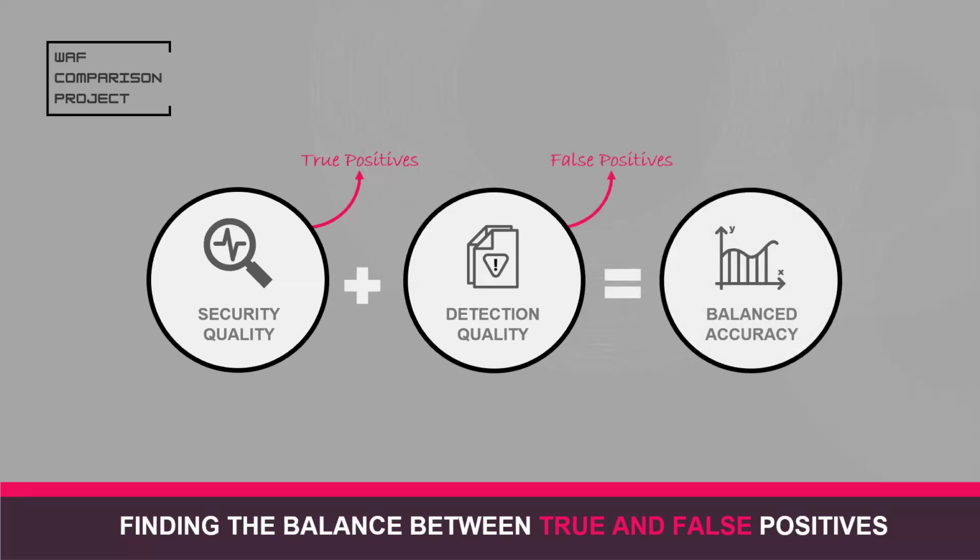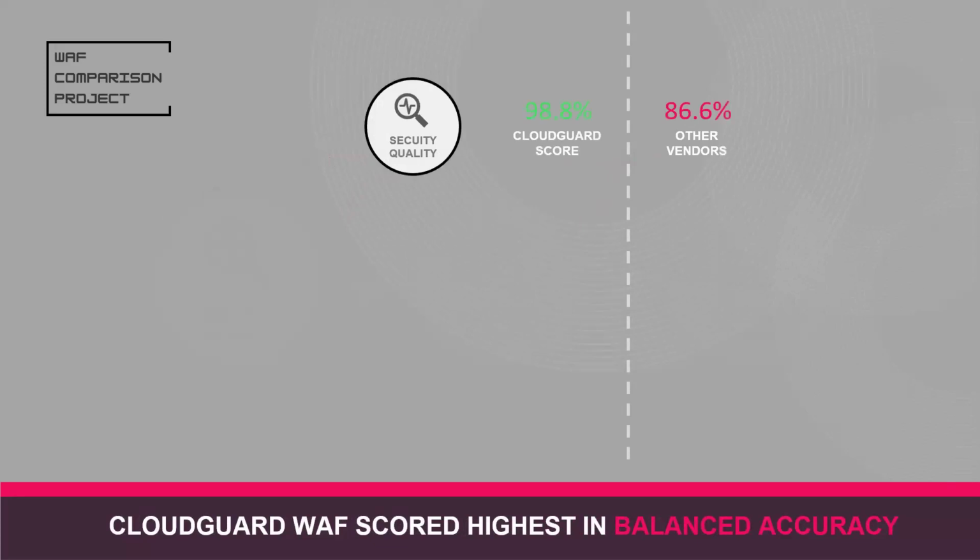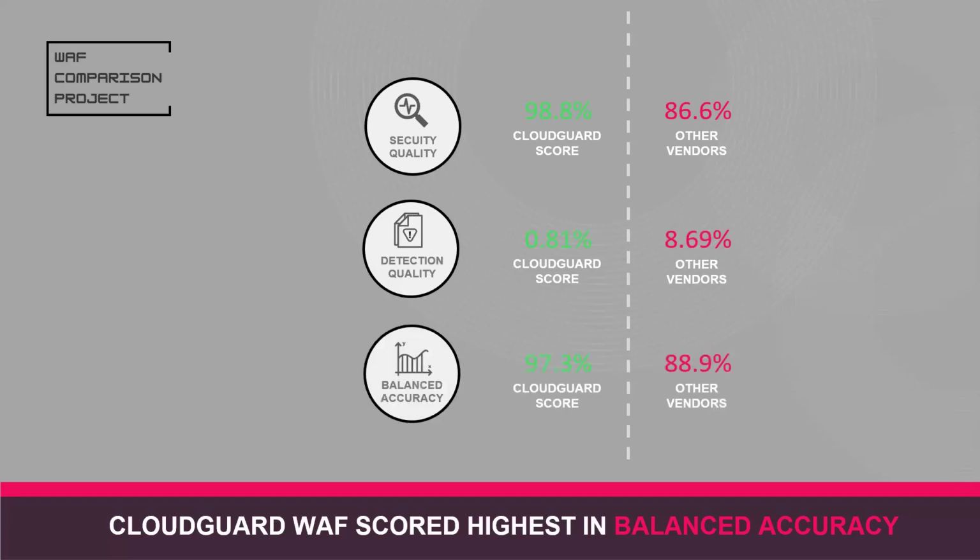And I think in a lot of the conversations I have with customers, this comes up often: the efficacy, the rate at which the solution is able to stop actual bad traffic and allow legitimate traffic, to reduce that overhead. And what you can see here from a true positive or security quality perspective, we're about 9% better than the other vendors. From a false positive or detection quality perspective, you see about 7% here, and then balanced accuracy, overall, that total score, is way far above the other vendors out there.